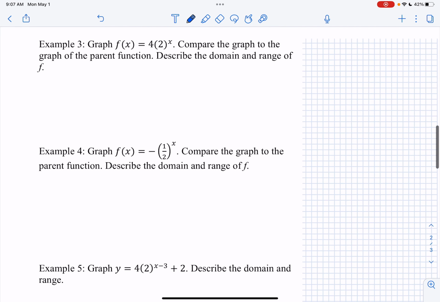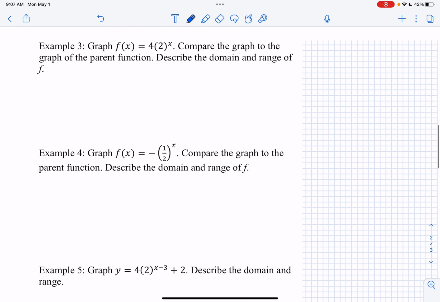To graph in your calculator, again, you go to y equals. So for this first example, graph f of x equals 4 times 2 to the x. We're going to ignore these next directions, so I want you to go ahead and cross those out. That's from a section we skipped in chapter 4, I think. But we're going to graph this. The first thing I'm going to do is create a table of values, an f of x table.